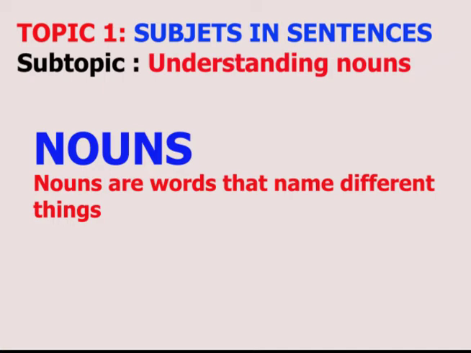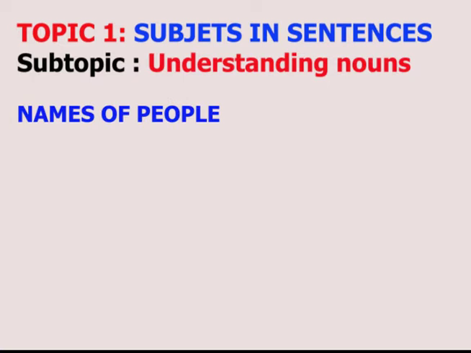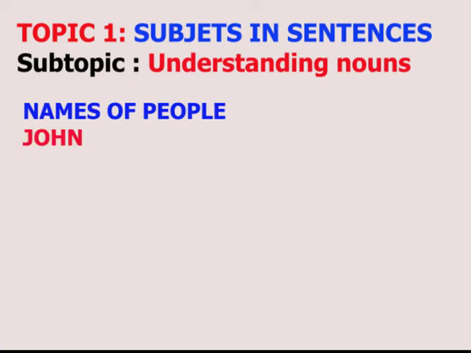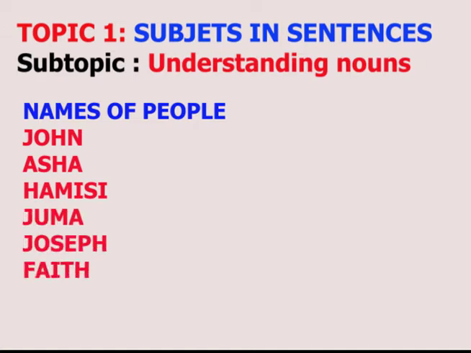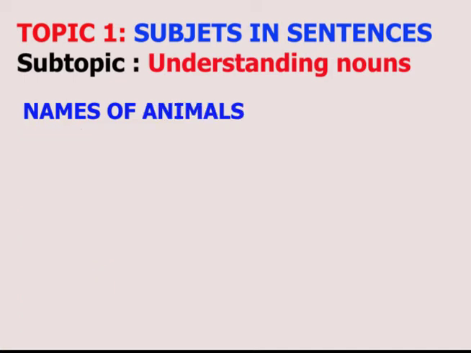For example, nouns are names of people, right? For example, John. John is a name. Asha is also a name. Hamisi, Juma, Joseph, David. All these are names of people. As long as nouns are names, they name everything. Also, nouns name people. But also, nouns are names of animals.